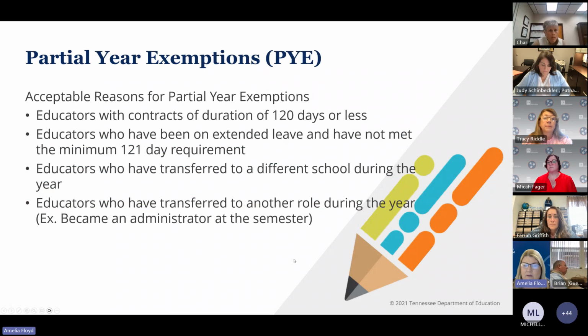Partial year exemptions, you need to think about, are there any people that have not been marked as PYE that should be? Acceptable reasons for partial year exemptions are educators with contracts of 120 days or less, educators who've been on an extended leave and have not met the 121-day requirement, teachers who've transferred to a different school during the year, or who have transferred to a different role. For instance, if they became an administrator at the end of the semester, if they went from teaching 6th grade math to teaching at a high school, they could be considered to be PYE.